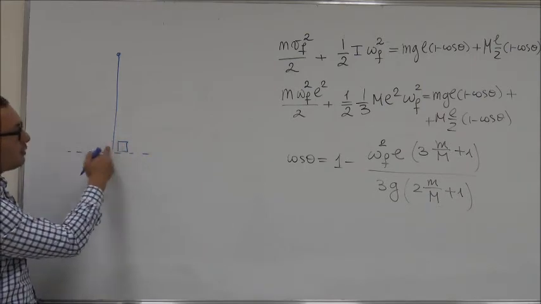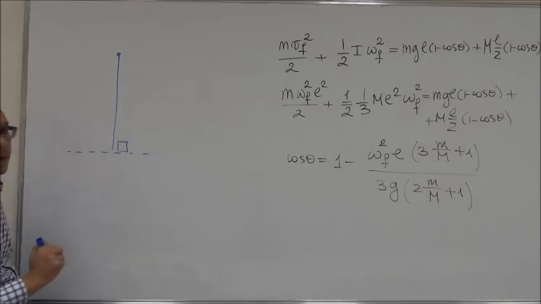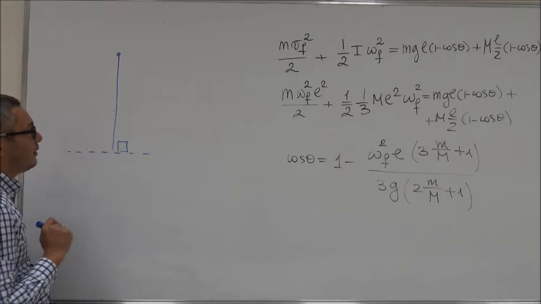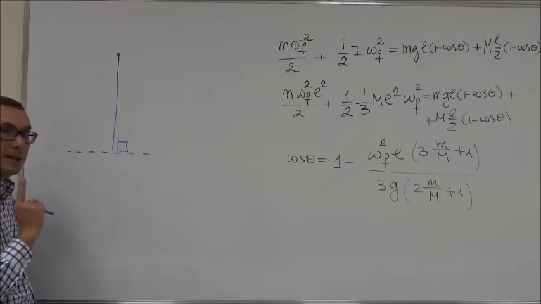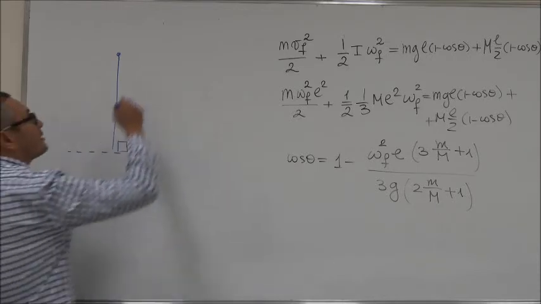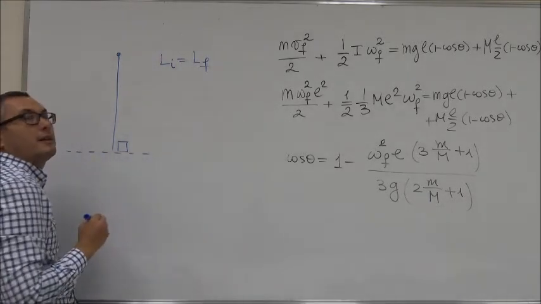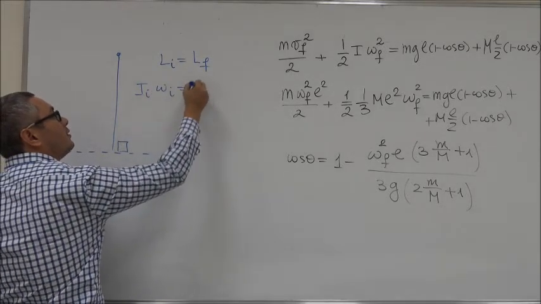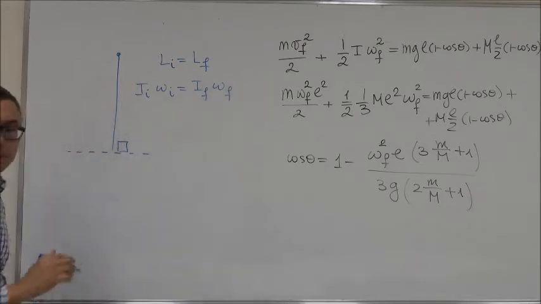We said that the block gets attached to the rod and therefore the collision is inelastic. But even though the collision is inelastic, because there are no external torques, the angular momentum would still have to be conserved. So we can say that L initial is equal to L final, or I initial omega initial is equal to I final omega final.